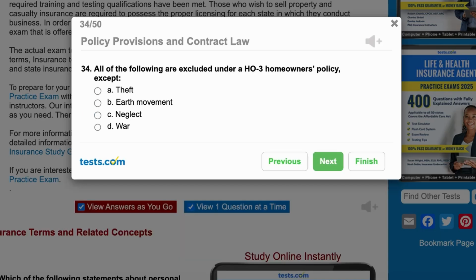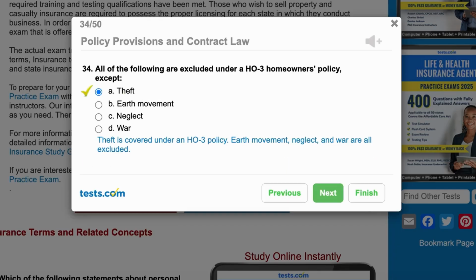Question 34. All of the following are excluded under a HO3 homeowners policy except A. Theft, B. Earth movement, C. Neglect, D. War. A. Theft. Theft is covered under an HO3 policy. Earth movement, neglect, and war are all excluded.